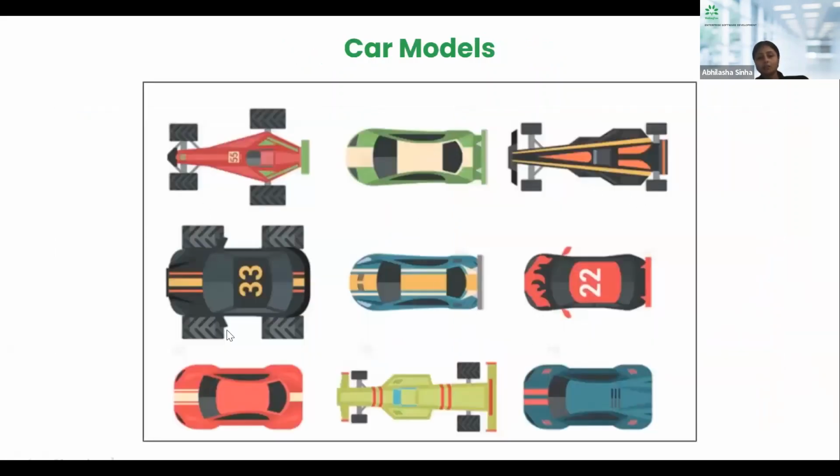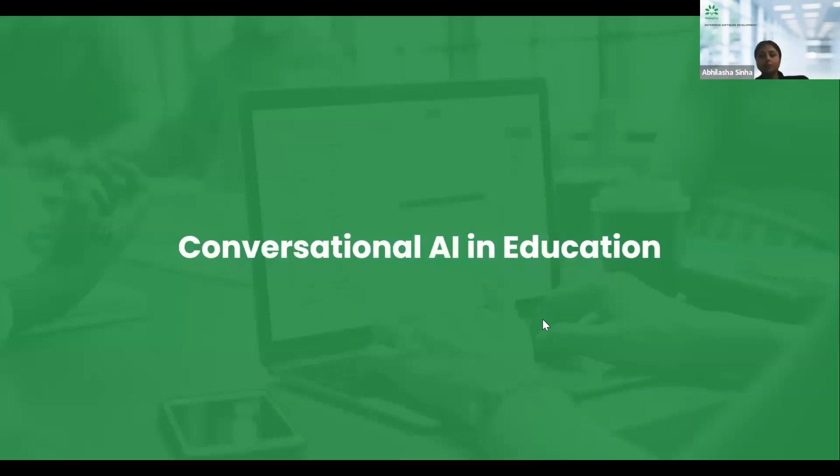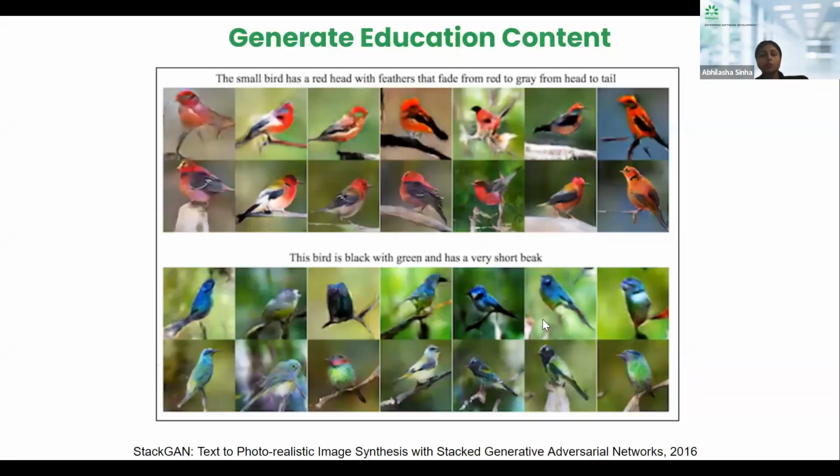Again, different car models generated by DALL-E. Then in education, how it can be used. When the teacher is explaining a specific example, now instead of going into Google and trying to search for the images, you have this DALL-E app which will instantly give you different variations of the description. So a bird with a red hat and feathers that fade from red to gray, from head to tail. A good description, and you can see the different variations of the bird immediately. So that is how you can generate such realistic images by giving a detailed attribute problem statement, and it will generate the image.